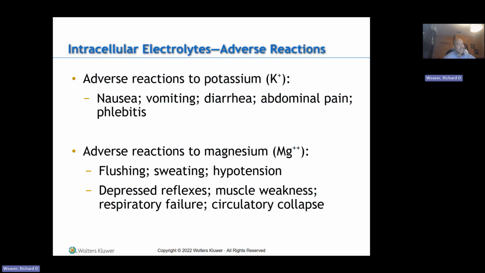All right. Now, adverse reactions to potassium. These patients may experience nausea, vomiting, diarrhea, NVD, abdominal pain, as well as phlebitis. In terms of adverse reactions with magnesium, these patients may experience flushing, sweating, as well as hypotension. They also have depressed reflexes, muscle weakness, respiratory failure, and circulatory collapse. So make sure you remember especially the depressed reflexes and muscle weakness, and also the respiratory failure. That is something you will likely see on an exam, by the way.